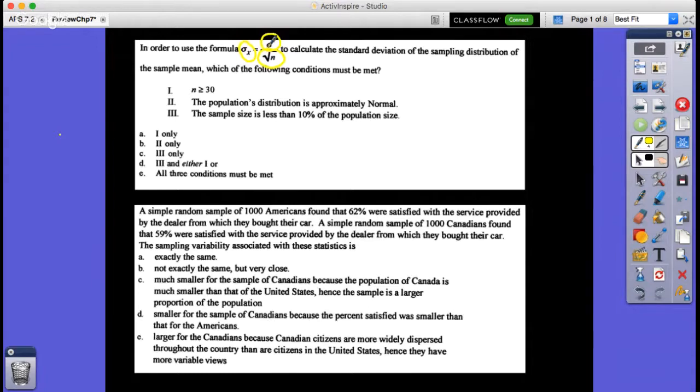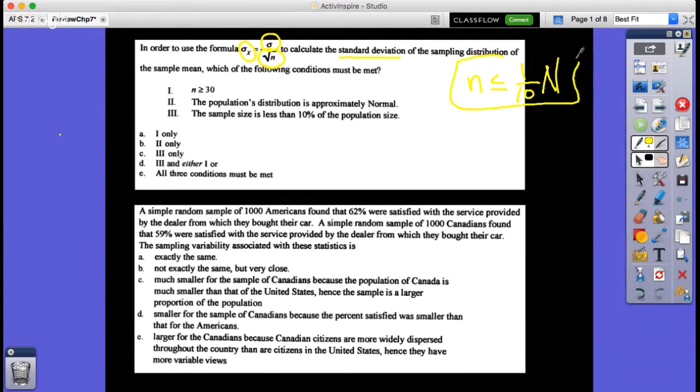To calculate the standard deviation of the sampling distribution of the sample mean, which of the following conditions must be met? Now, first off, what we want to identify is, with standard deviation, what has to be true. Well, there are 2 different formulas, and we hit on this in class pretty well, but there's one formula that states n is less than or equal to 1/10 of my population.